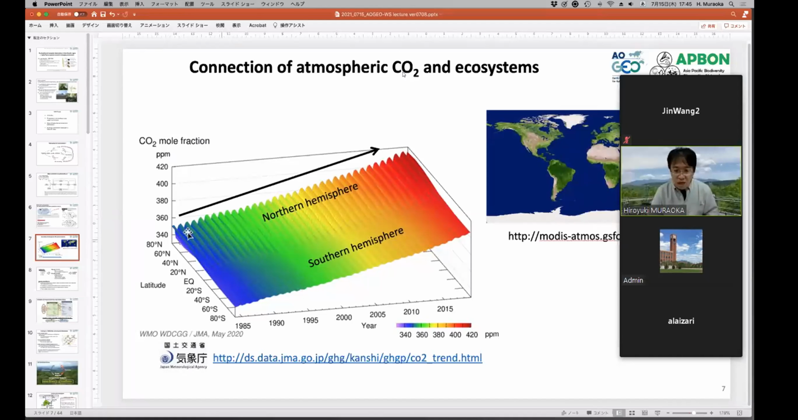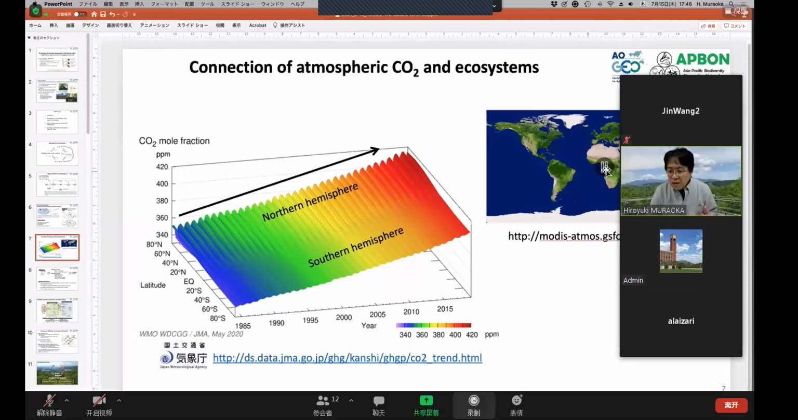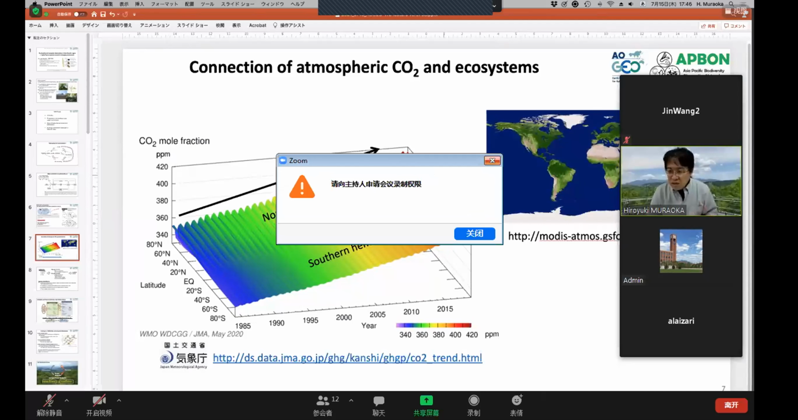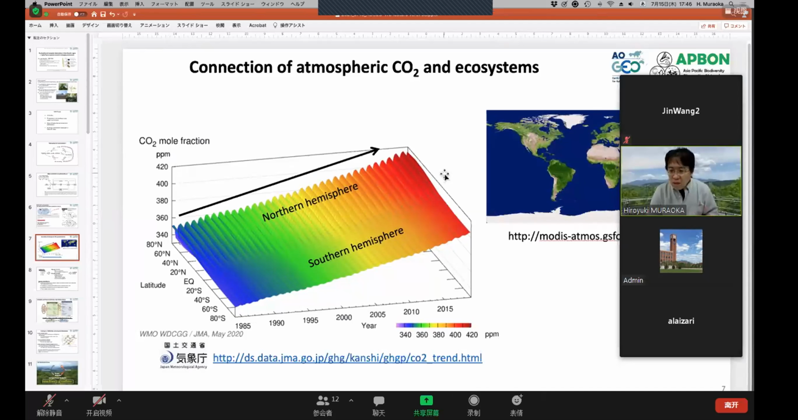It means that CO2 concentration has remarkable changes. And this fluctuation is a kind of annual rhythm. So this high-low rhythm is a kind of annual rhythm. And if you compare this temporal fluctuation of the CO2 concentration and the satellite imagery that you can see here, it means that if the terrestrial, land ecosystems have their green leaves in spring, summer, or autumn, they absorb CO2 from the atmosphere.